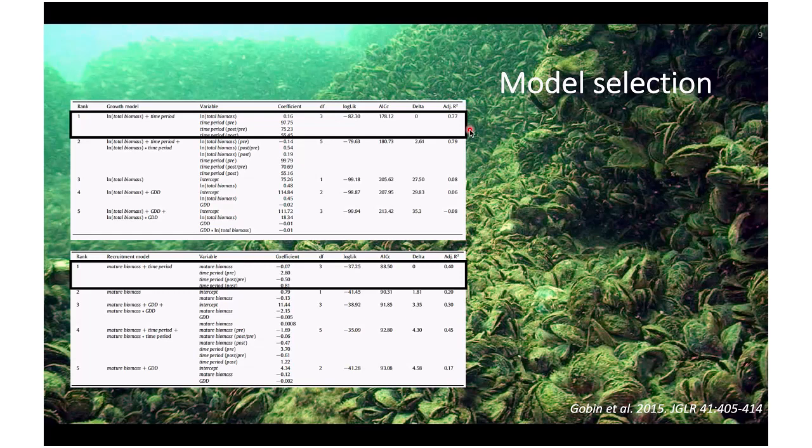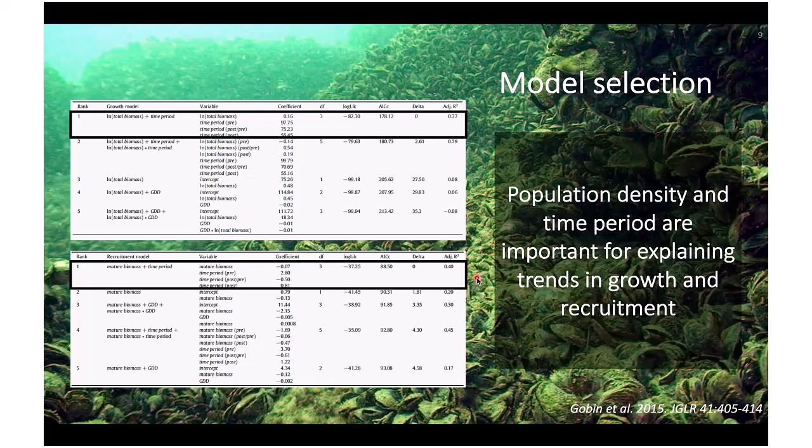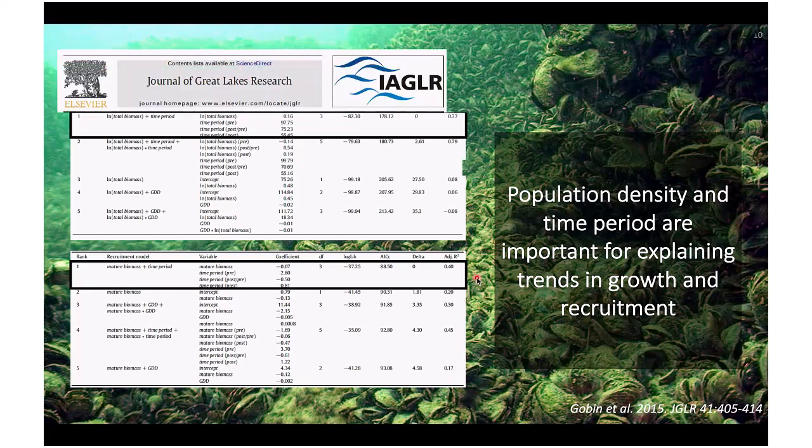And when I ranked these models, what I saw was that my highest ranked models, both for growth and for recruitment, were models that contained population biomass and time period as predictor variables. So what that's telling me is that population density and the time period are important for explaining the trends that we've seen in growth and recruitment over time. And the way in which these relationships changed suggests that the relationships between population density and growth, and population density and recruitment, are different for the different time periods.